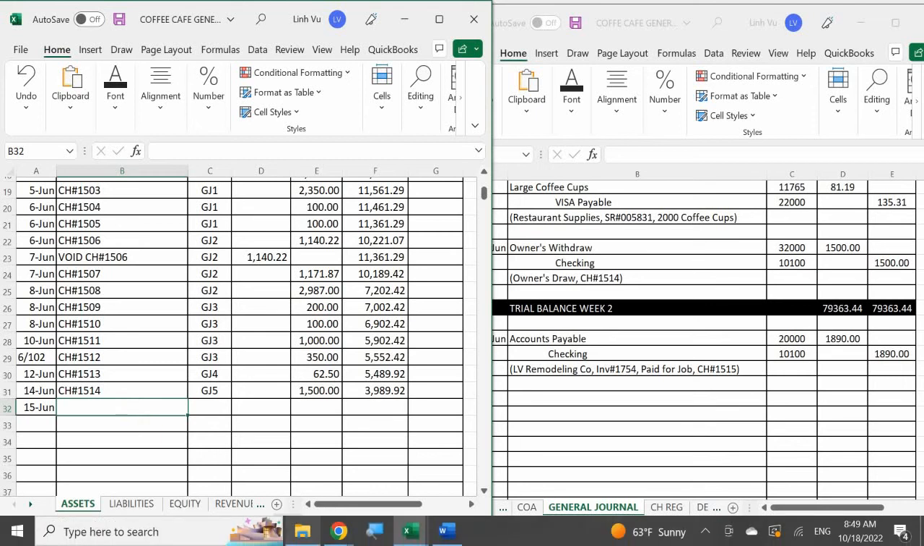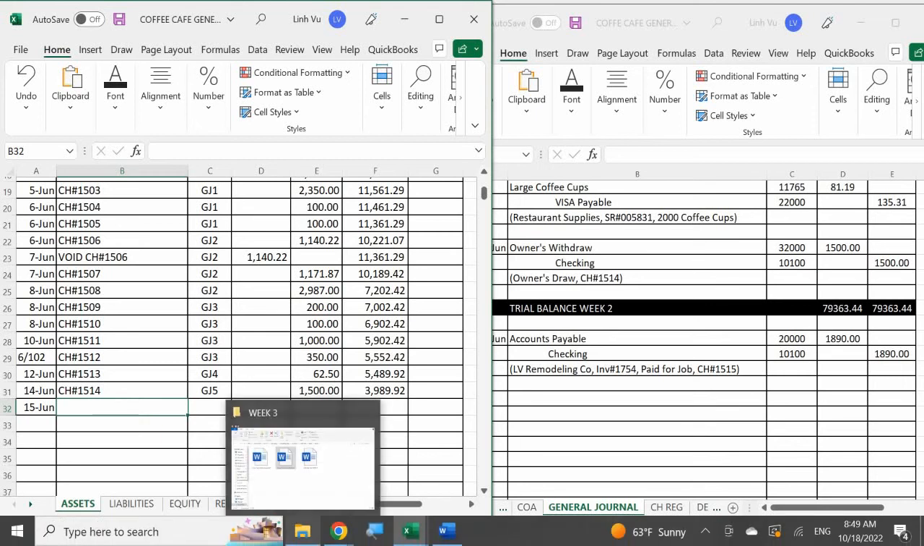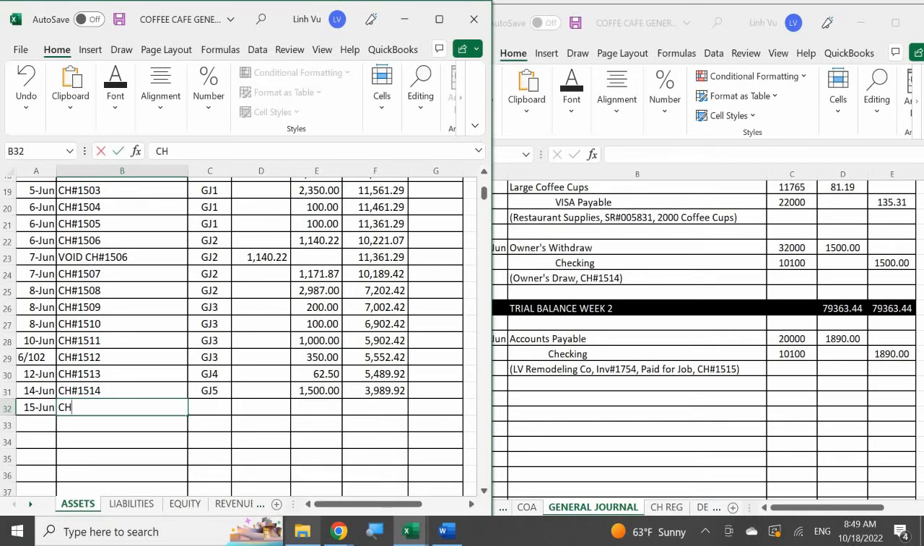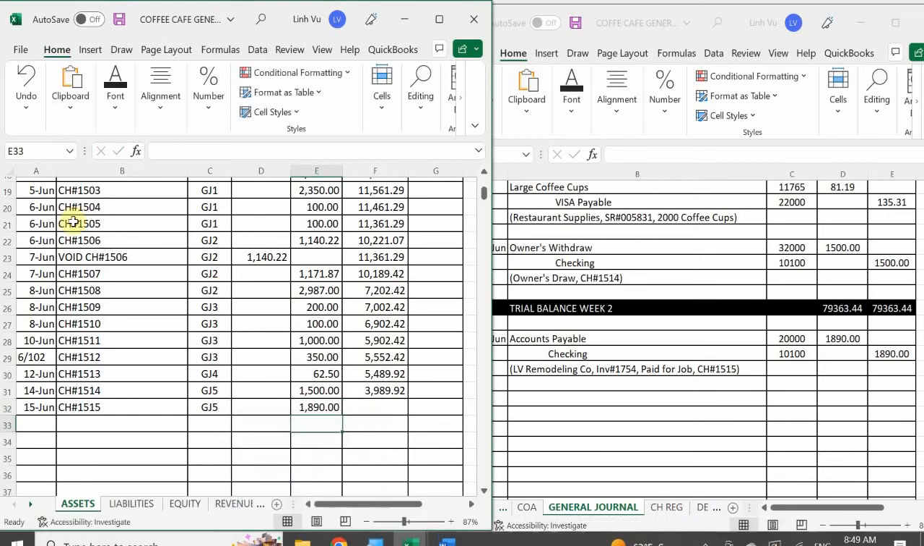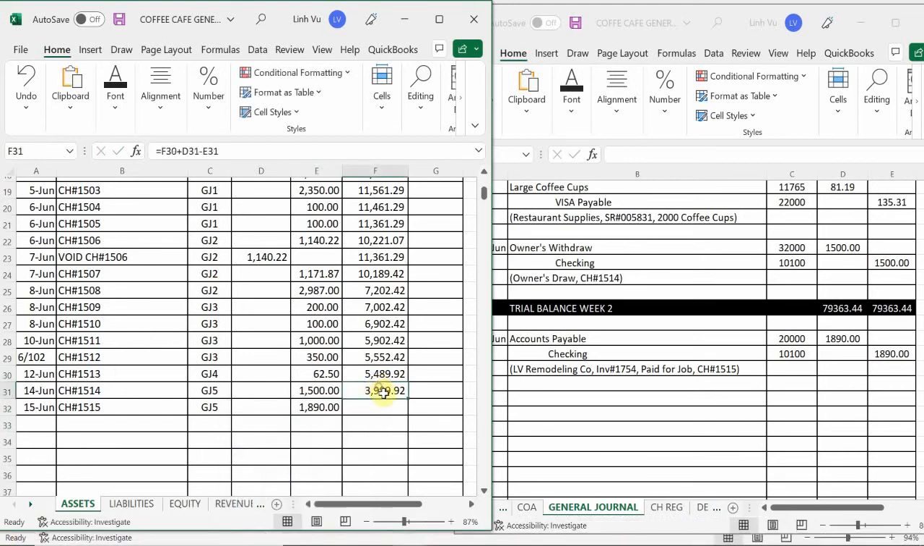So what's your note here? The note would be check number 1515. General Ledger 5, 1890 on the credit side. And we got 2,099.92.